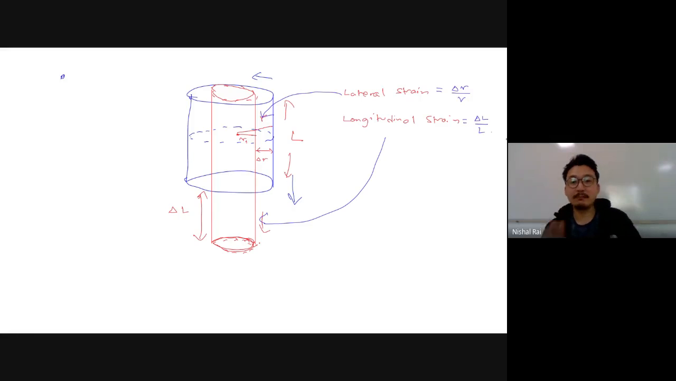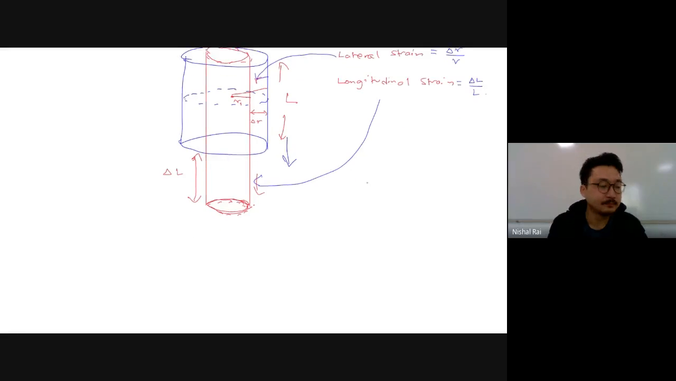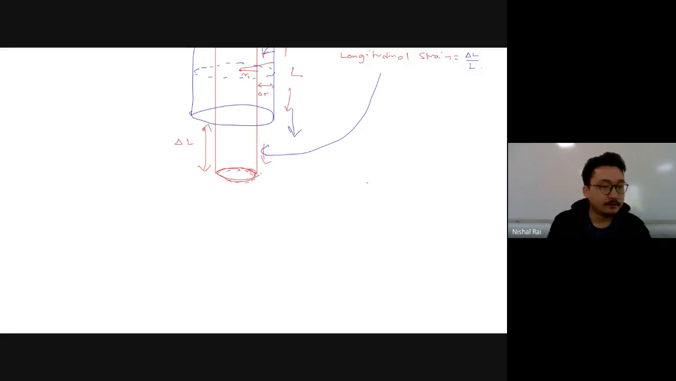So whenever we apply a certain amount of force, there will be what? Two kinds of deformation: it will deform laterally and it can deform longitudinally. So depending on that, we have what? Your two kinds of strain. These are lateral strain and longitudinal strain. Now the force applied over here was F in this direction.